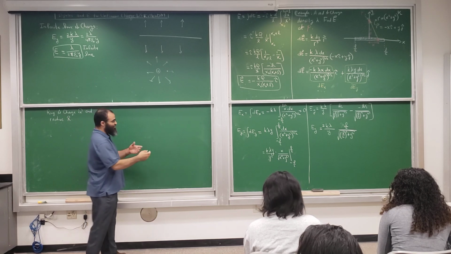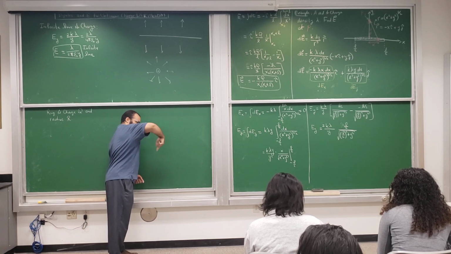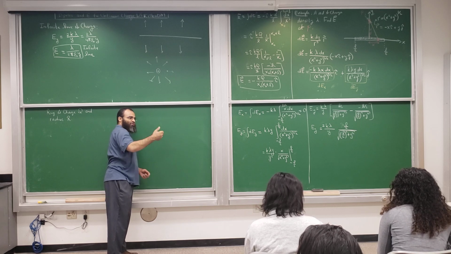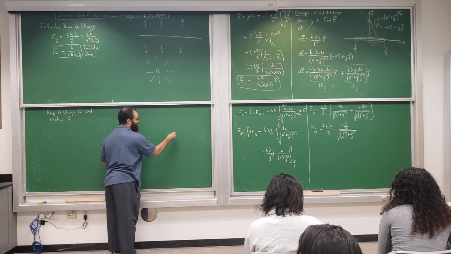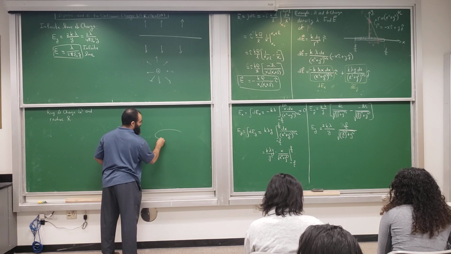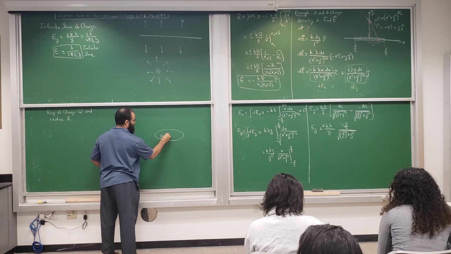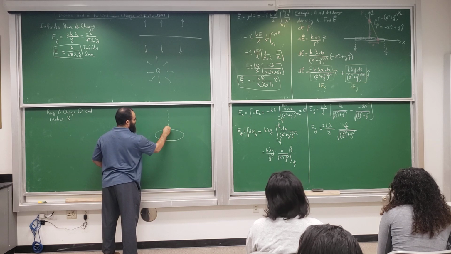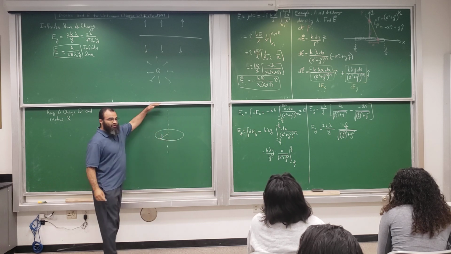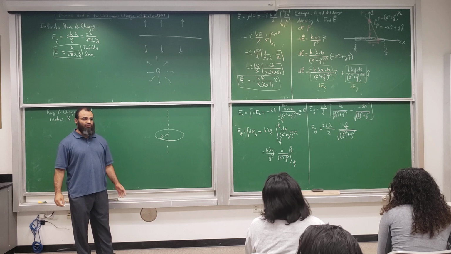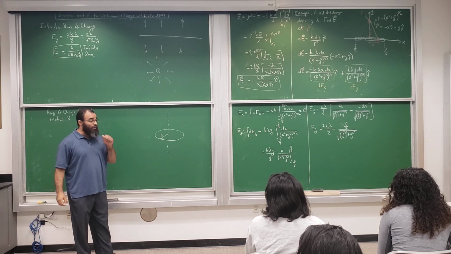Attempting to draw in 3D. So the ring is supposed to be here. It's supposed to look like this, right? And we're trying to find the electric field above it. So let me attempt to do that. So this is the ring. This is the radius of that ring. And we're trying to find the electric field above the ring or below the ring. Doesn't matter. Above, below, it's going to be the same.